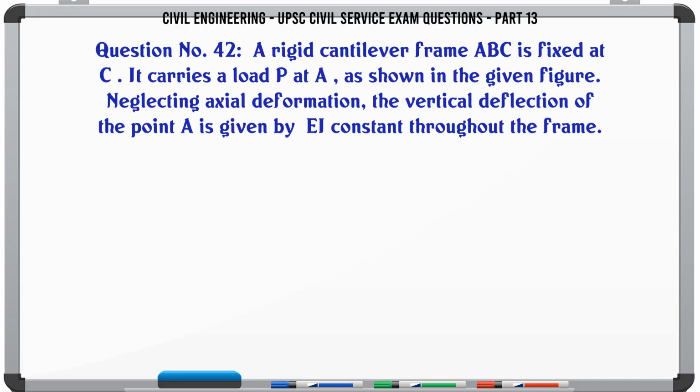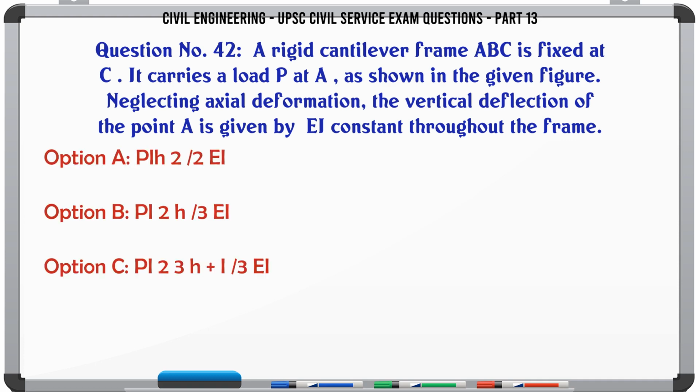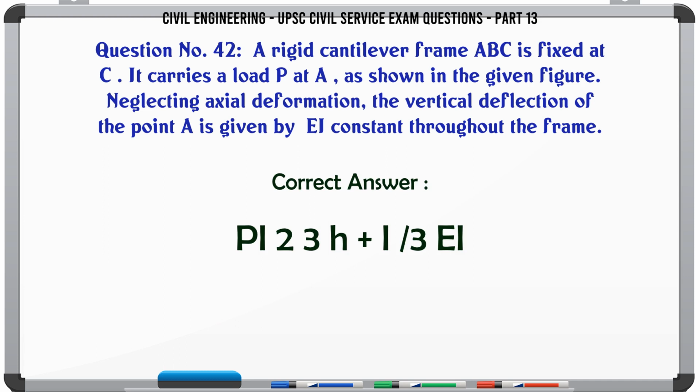A rigid cantilever frame ABC is fixed at C. It carries a load P at A as shown in the given figure. Neglecting axial deformation, the vertical deflection of the point A is given by EI constant throughout the frame. A: PA2 2 EI. B: pi2 H3 EI. C: pi2 3 HI3 EI. D: pi2 2 HI2 EI. The correct answer is pi2 3 HI3 EI.